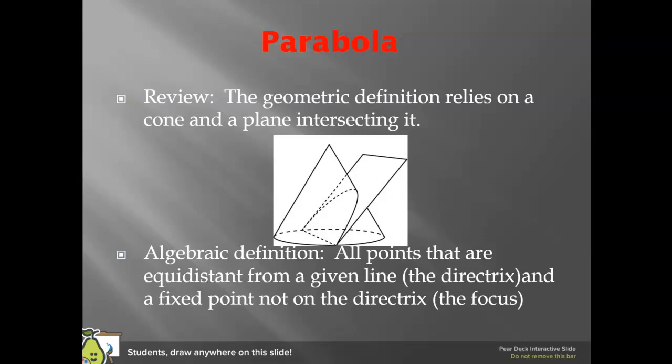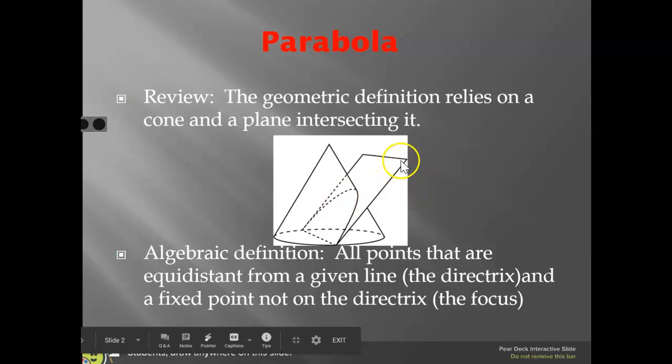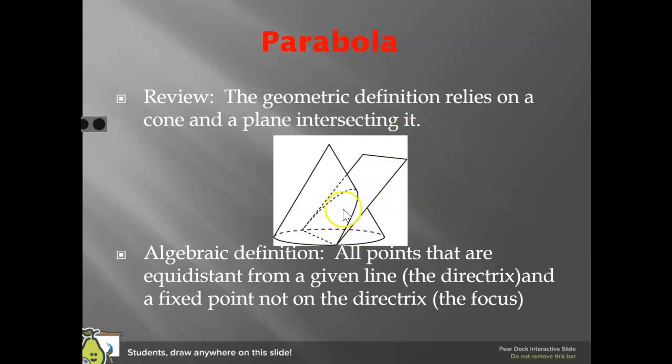So the geometric definition, if we're thinking about how it interacts with the cone, is going to be the cone being sliced by a plane. So we're still looking at a cross section, but we're looking at a cross section that is going from the side of the cone into the bottom of the cone. And so it's going at an angle through the sides of the cone.